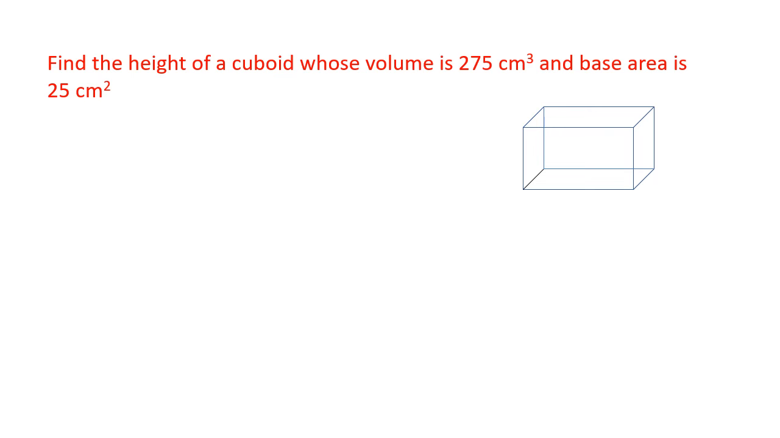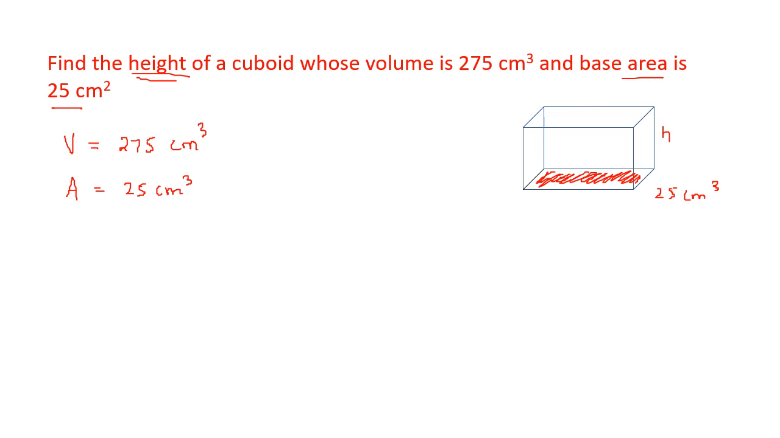We have a cuboid here whose volume is given as 275 centimeter cube. Here the volume is mentioned and the base area is 25 centimeter square. So this part, the area of the base, is given to us as 25 and the total volume is also given. What we are supposed to find out is the height of the cuboid, h.